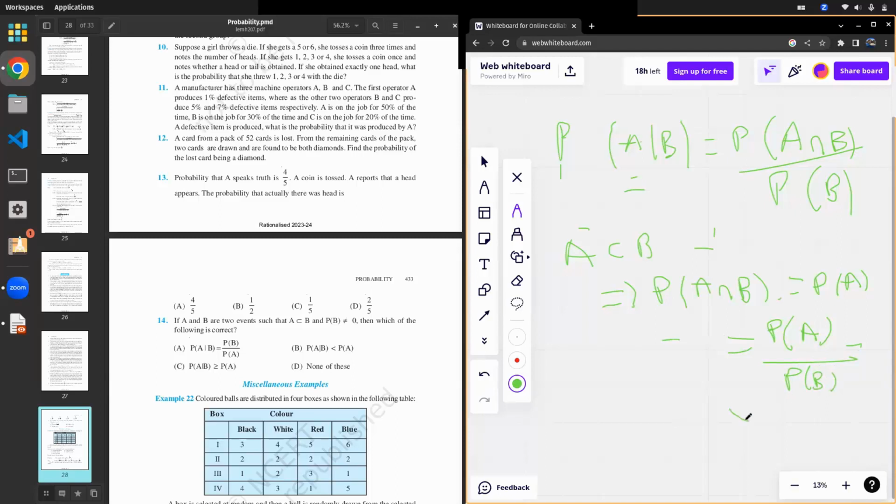And this is greater than P of A, since P of A is a fraction. And if you divide anything by a fraction, the number increases. So this is greater than P of A. Okay. There is also a probability that P of A is equal to 1. So the correct option will be C for this question.